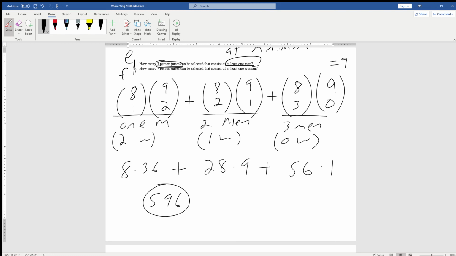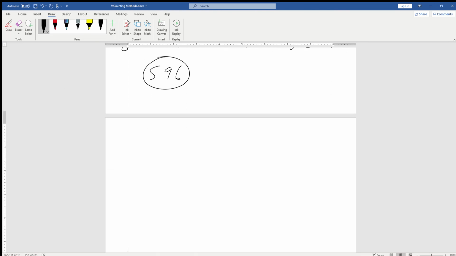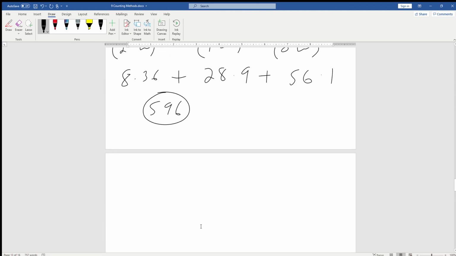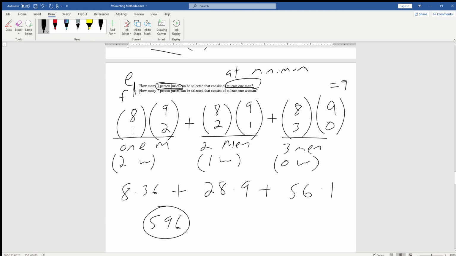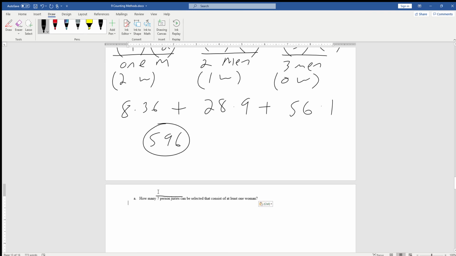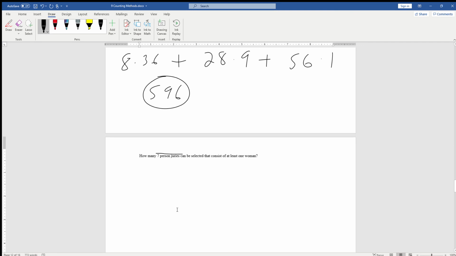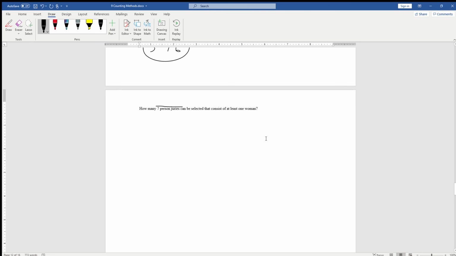All right. Now, one final example that we could utilize this methodology, or we could use a little bit easier way, which I'll show you in a moment. I'll show you both ways, is how many 7-person juries can be selected that consist of at least 1 woman. All right, so I'm going to copy this down here. All right, so there's 2 ways to do this. There's a painful way, and then there's a not so painful way. And we're going to do them both.